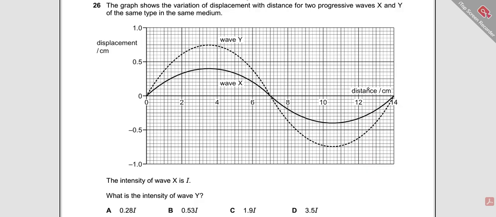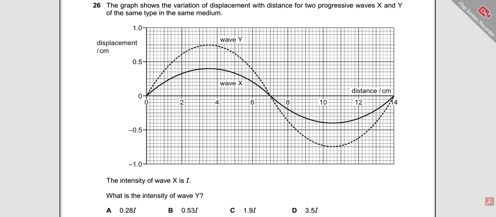Now the graph shows the variation of displacement with distance for two progressive waves, x and y, of the same type in the same medium. On the y-axis we have displacement in centimeters and on the x-axis we have distance. As soon as we say on the x-axis we have distance, we know that for a wave, the separation along the x-axis would give us the wavelength and not the time period.